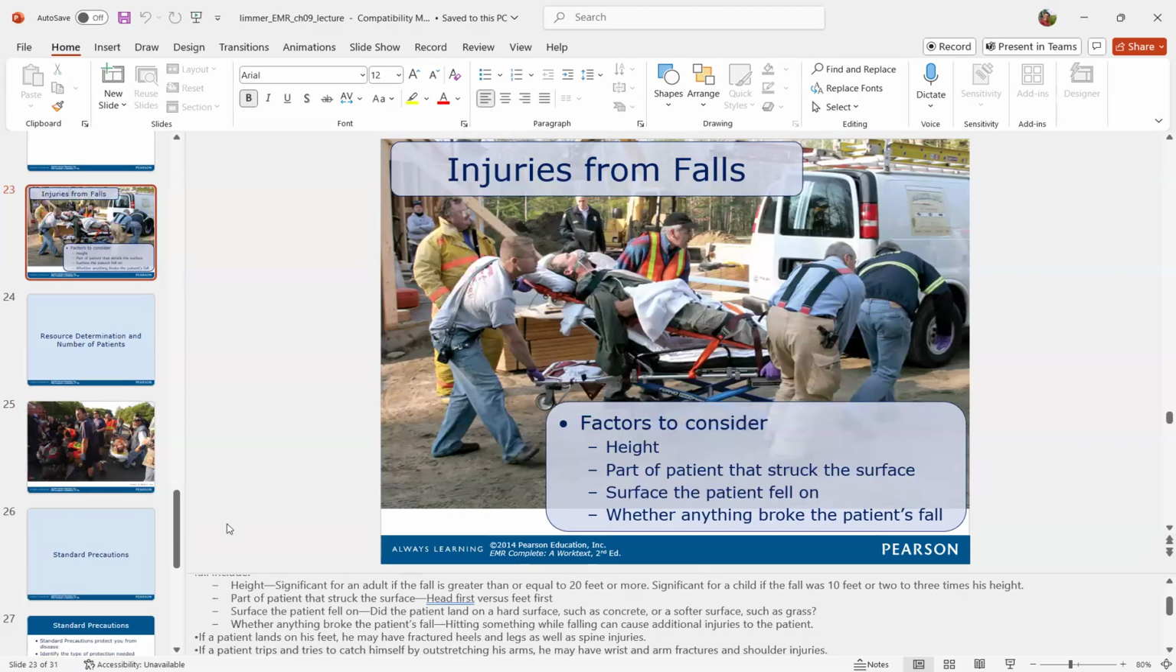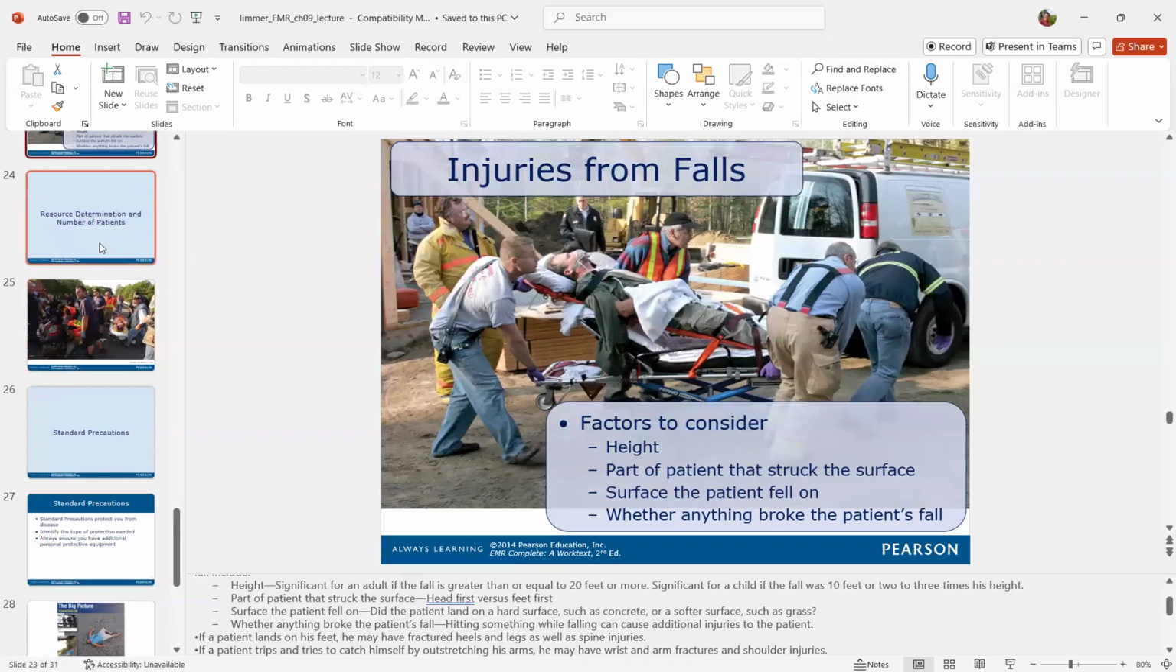If a patient lands on their feet, they may have fractured heels and legs. It can go all the way up to the spine. If the patient trips and tries to catch themselves by stretching their arms out, sometimes it can be the wrist, arm, or shoulder. A lot of times with older folks who are falling, osteoporosis and other bone diseases can make bones brittle, and they can break a hip. A lot of times it's the outer side of the hip or the femoral head where it goes in. That's what's broken. So things can happen just by tripping and falling.